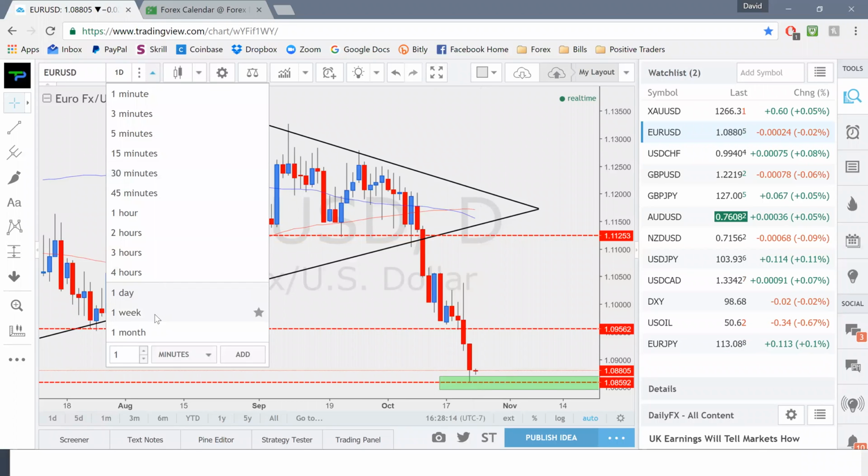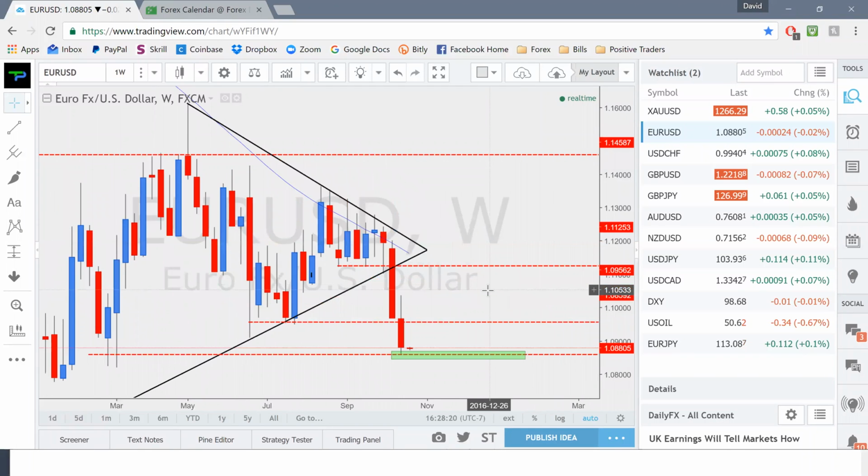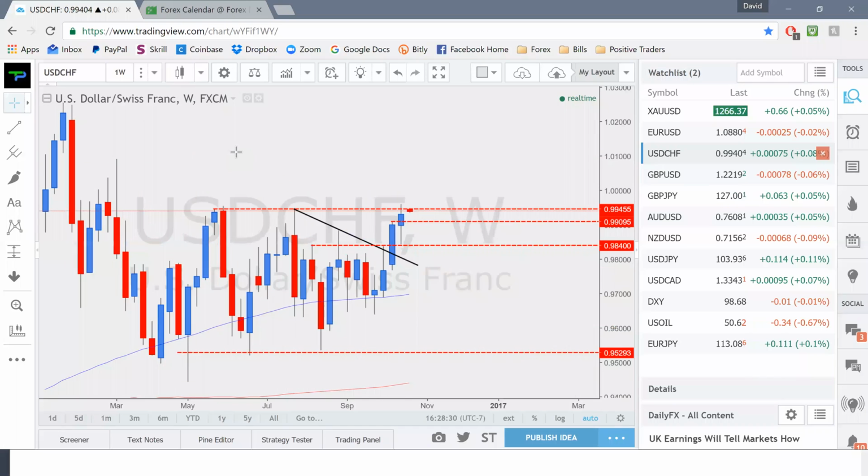Still, we're going with this. We're looking at the setup. I still believe long term we could see further dropping, right? If I had to guess. But I don't like to guess, because I'm not going to take a trade based on it, but I would be biased to the downside still. All right, USD CHF.